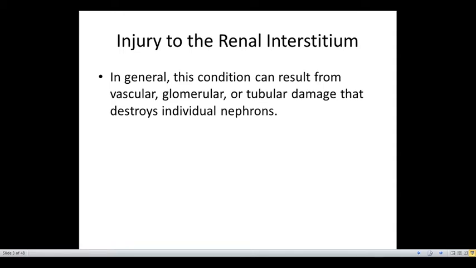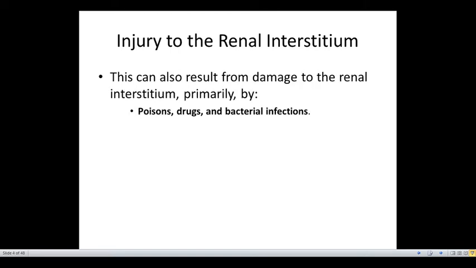In general, this condition, injury to the renal interstitium, can result from vascular, glomerular, or tubular damage that destroys individual nephrons. However, this can also result from a primary damage to the renal interstitium by poisons, drugs, and bacterial infections.